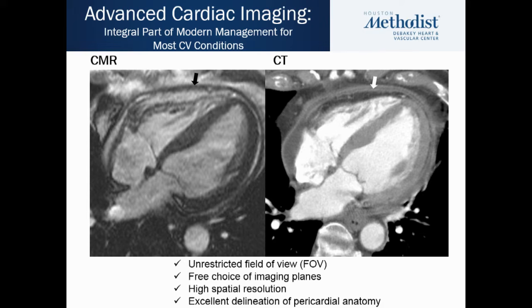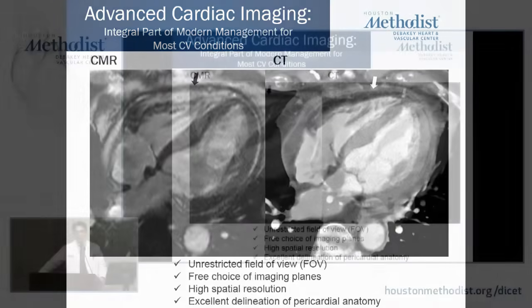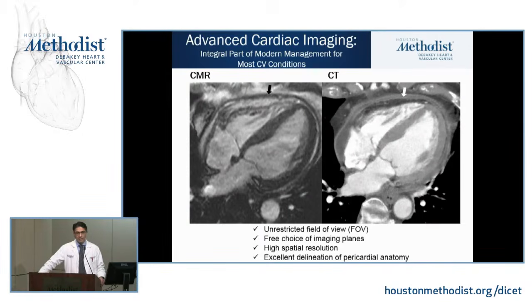So is there a role for these advanced imaging techniques, CMR and CT, in this disease process? And I would say definitely yes. These are techniques, as you know, that have a very large field of view. We're able to image the entire heart, the entire pericardium, the entire thorax. You can freely choose between imaging planes. Both techniques have exceptionally high spatial resolution and can really show you the pericardium in great detail.